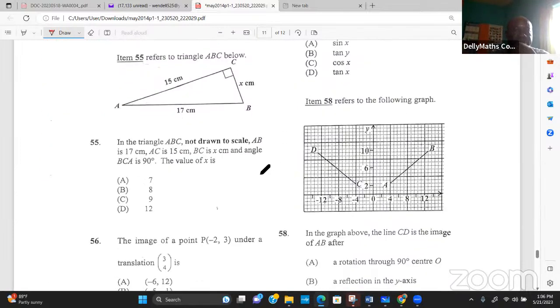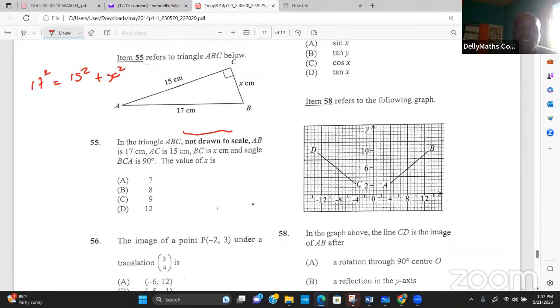All right, number 55, trigonometry. In the triangle ABC, not drawn to scale, AB is 17, and we see the sides they're giving. They're saying BC is x, and you see the 90 degrees. What is x? Set up everything that you actually have. So 17 squared is equal to 15 squared plus x squared.